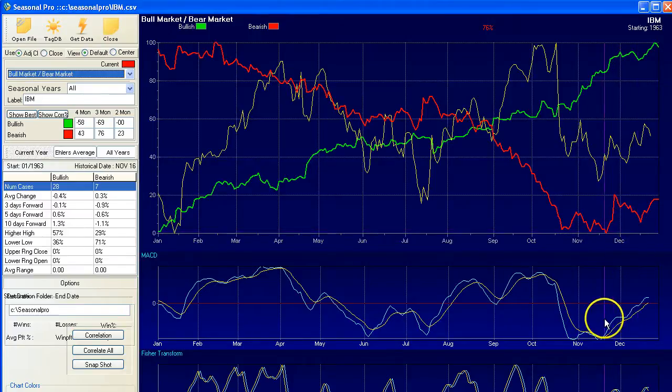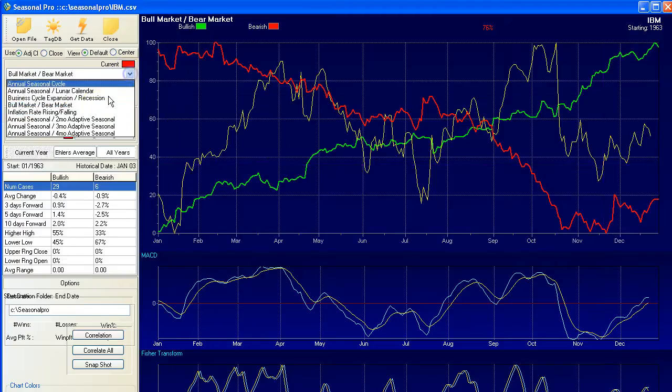When a MACD does a crossover, or let's say I draw a trend line on the price and it would break right here, or the MACD has a crossover, that would be my entry point, and that would have been this point right here on IBM. All right, so this is one of the ways that you could use this to trade.